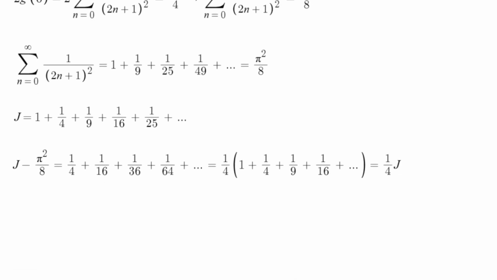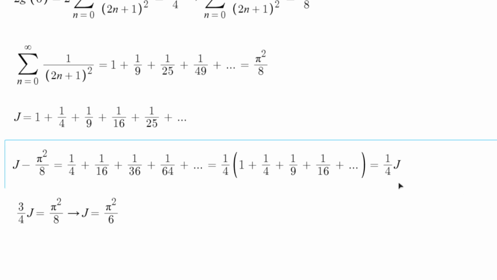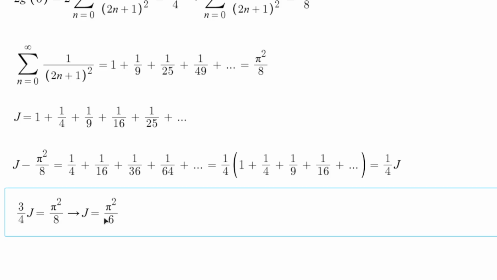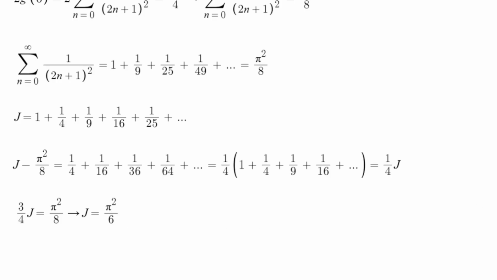And we're pretty much done. So now we have 3/4 j. If we do the algebra there, we subtract 1/4 j from both sides, giving us 3/4 j, and we add this pi squared over 8 to the other side. We end up with this. Multiplying by 4/3 on both sides gives you j is equal to pi squared over 6. So there we go. We've just shown that the sum of the reciprocals of the squares is equal to pi squared over 6.